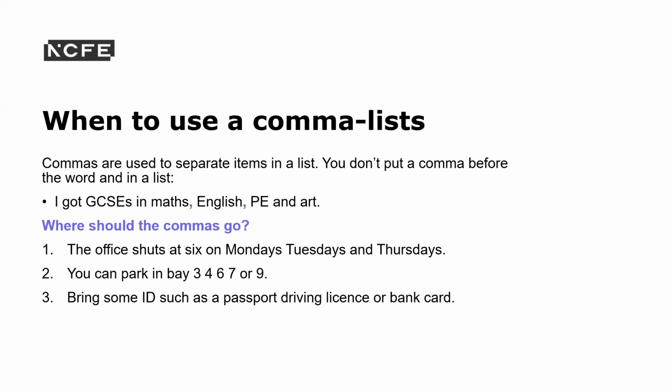So commas are used to separate items in a list. You don't put a comma before the word and in the list. So for example here, I got GCSEs in maths, English, PE and art. So where should the comma go here? So the office is shut at 6 on Monday, Tuesday and Thursday. Good.